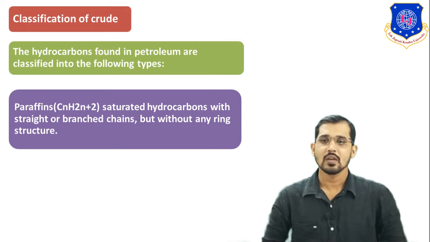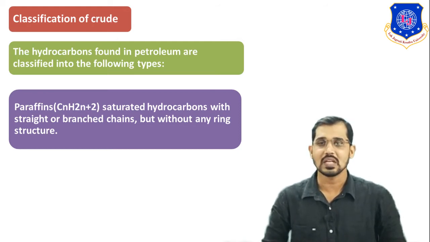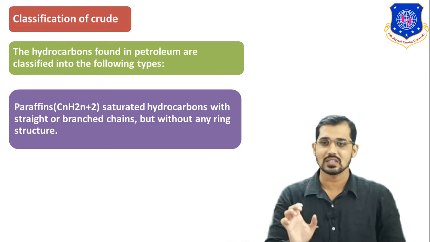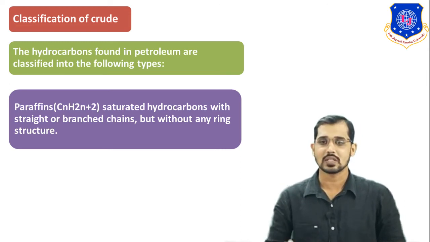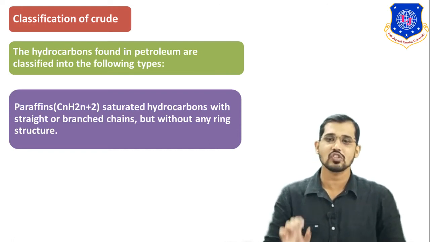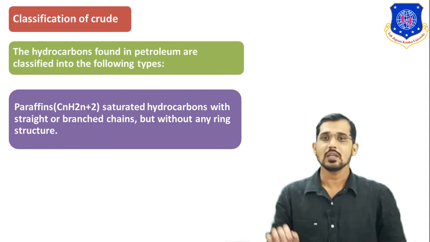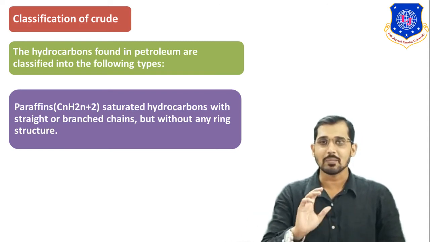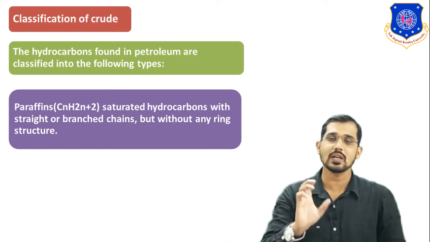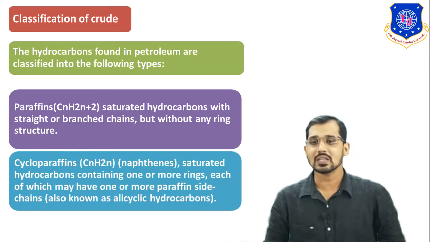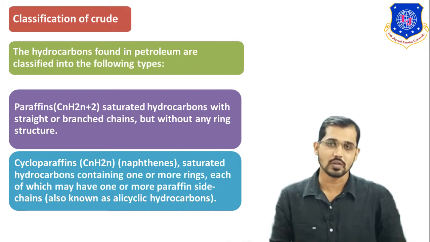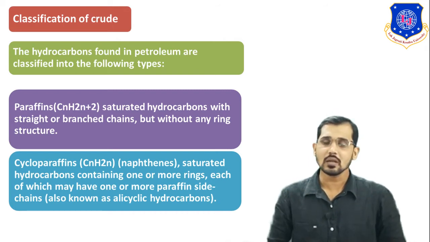So the first point is paraffins. The first type is paraffins, that is nothing but alkane, and the general formula for the paraffins is CnH2n+2. So these are nothing but saturated hydrocarbons with straight and branched chain, but without any ring structure. If there is a straight chain, or I can say if there is an absence of ring structure, I can call that compound a paraffin. That should be a saturated hydrocarbon. Saturated hydrocarbons means there is a single bond between the various components, or I can say various molecules present in the compound.